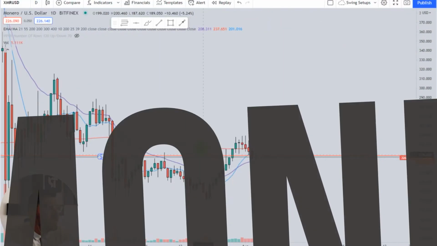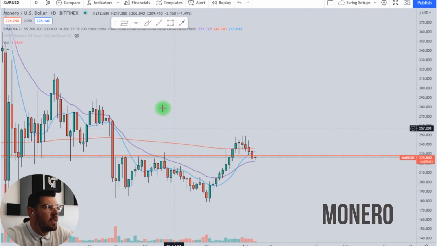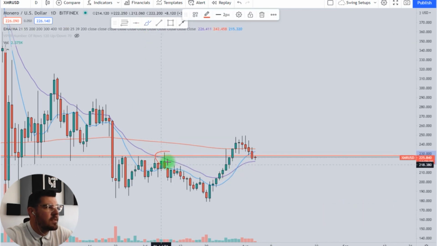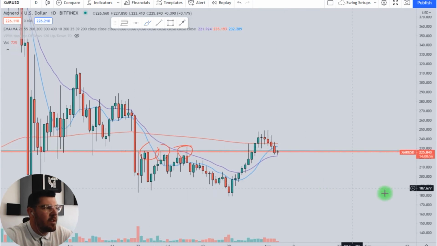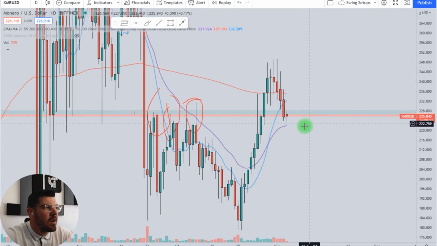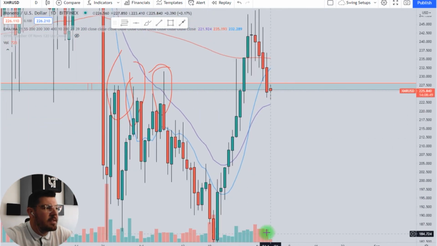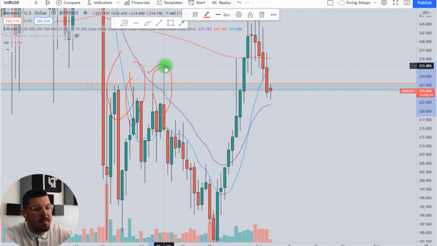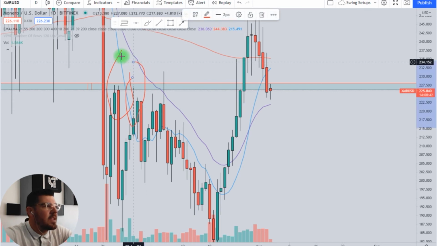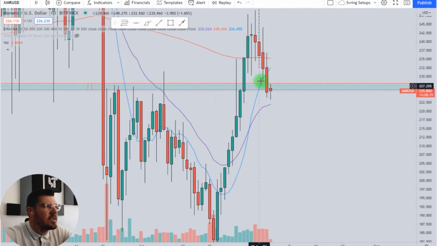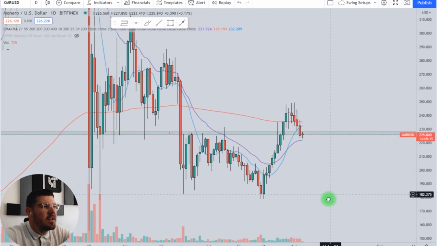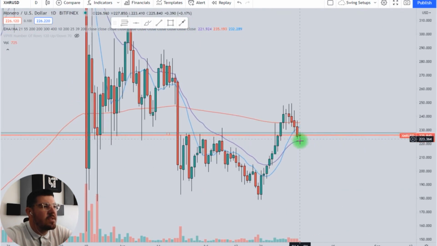Monero, currently at this area of support that was previously resistance. This is a very tricky situation for me on Monero because even though we are at a support area, as you can see, the selling volume is actually more than what the buying volume was going up. So this is indicating to me that into this rally, guys were actually busy starting to sell. So very tricky situation. Let's see how the daily closes on this.